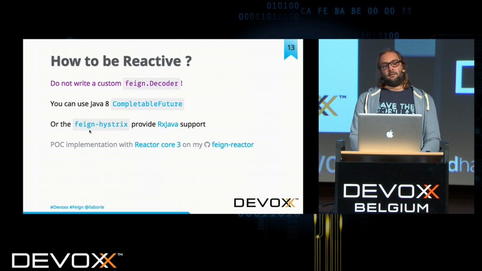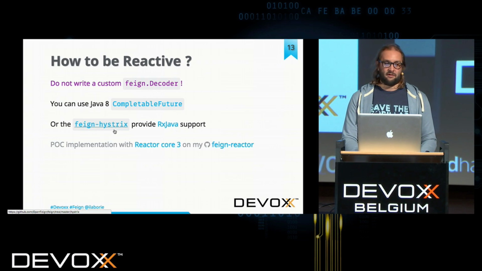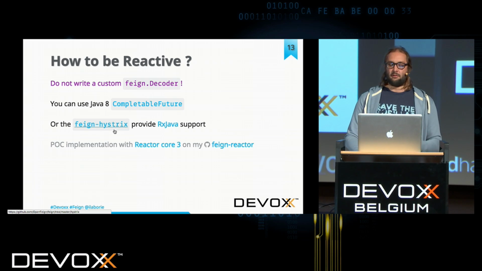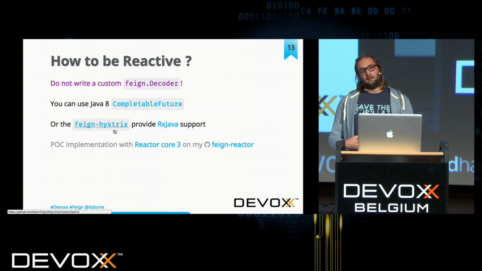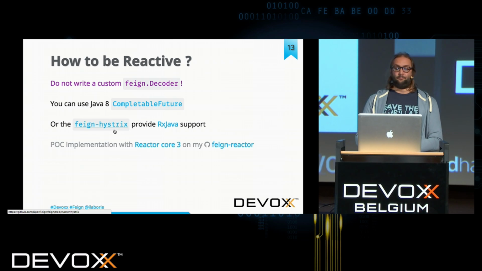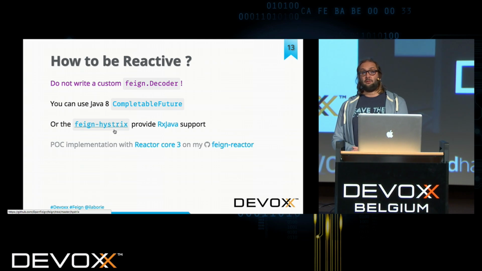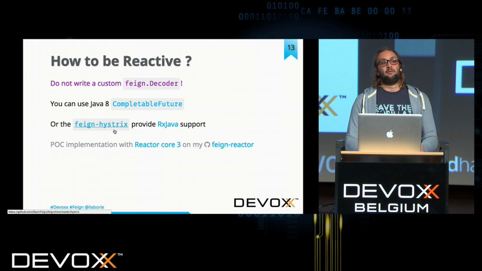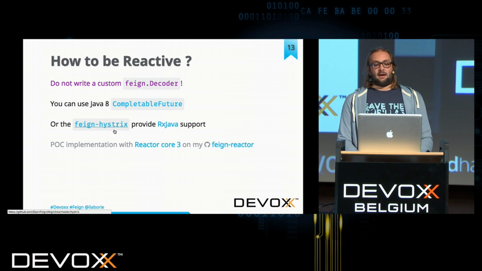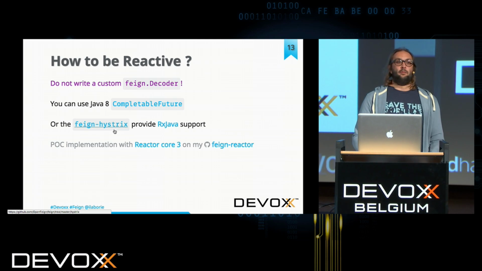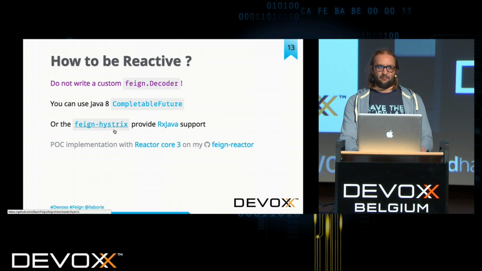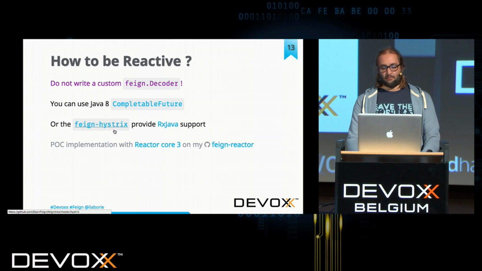And you can use Feign Hystrix, an extension providing support for Hystrix, which we're going to talk about just now, and it provides Rx support. Yesterday I went to the presentation about Reactor Core, and today I've written a small proof of concept on my GitHub that does the same thing with the Reactor Core types, Flux and Mono. It's quite easy. It's just a proof of concept. Don't use it in production.